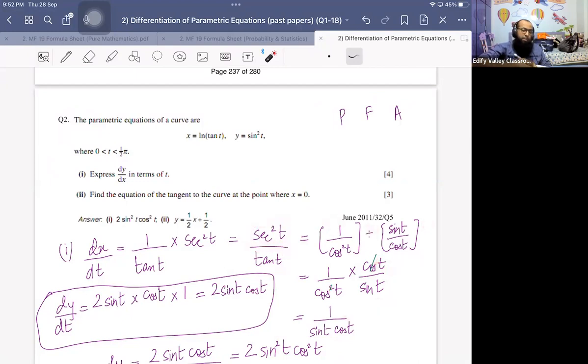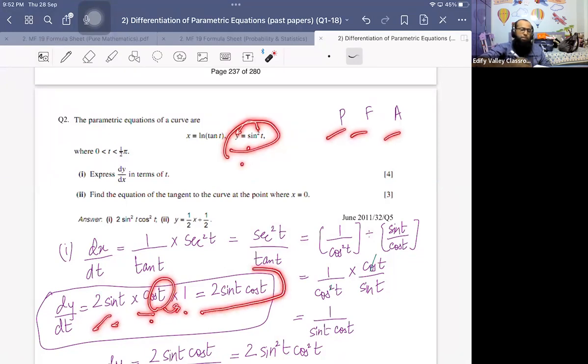Then if we differentiate dy by dt, it is a power function of an angle. So 2 multiplied, it's 2 sine t. Then differentiation of sine t is cos t, and then differentiation of t is 1. So 2 sine t into cos t into 1. The answer is 2 sine t cos t.